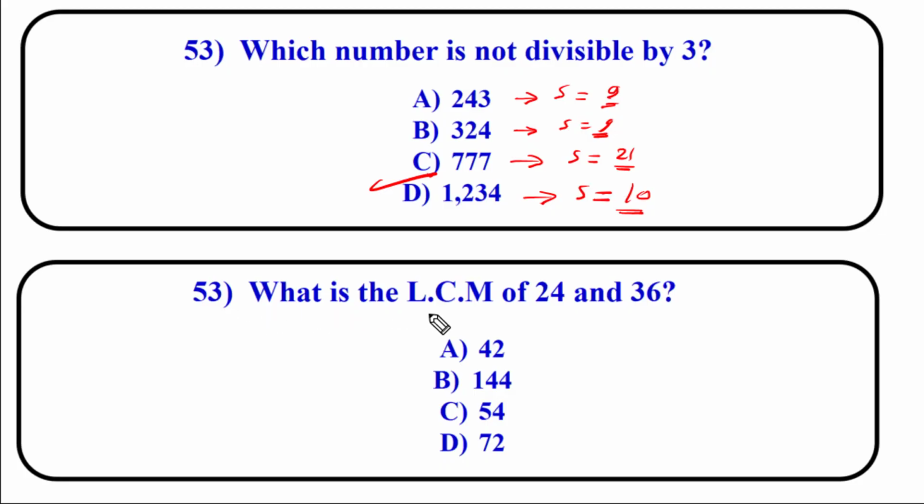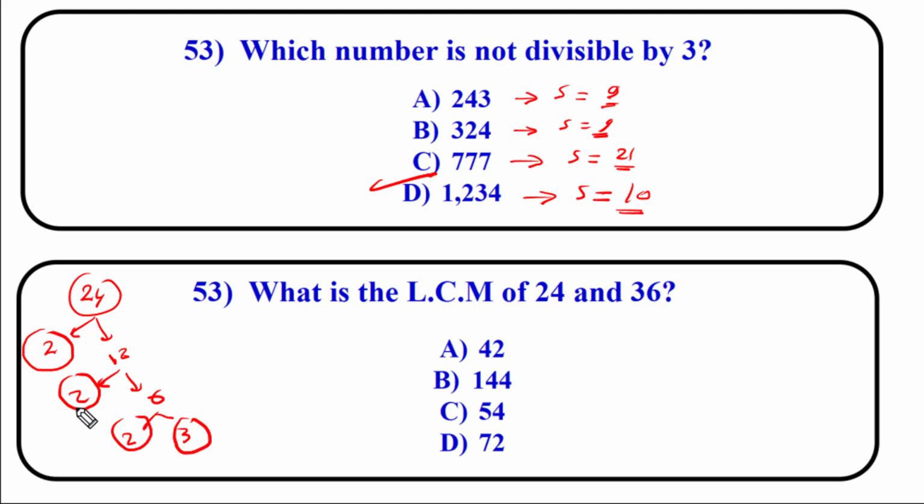Finally, what's the lowest common multiple of 24 and 36? To find the lowest multiple of the two numbers, we will factorize each number to its prime factors. We have here 24. 24, guys, is an even number, divisible by 2 equals what? Equals 12. 12 is divisible by 2 equals what? Equals 6. And 6 is divisible by 2 again equals 3. Now the prime factors of 24 are 2, 2, 2, and 3. Now we can write 24 as 2 times 2 times 2 times what, guys?